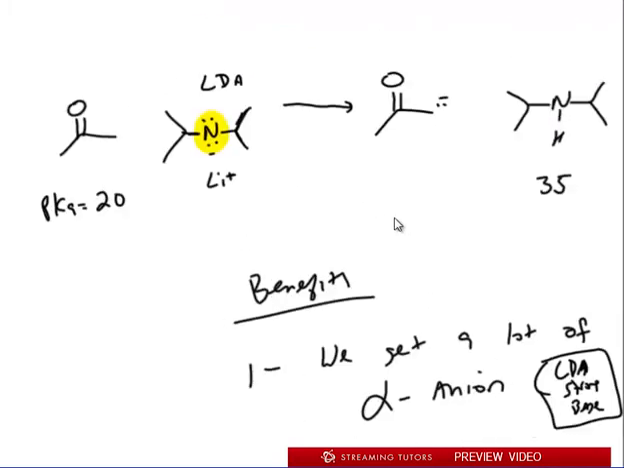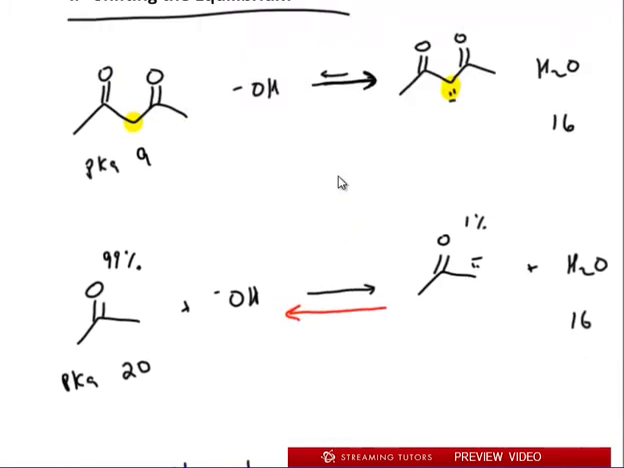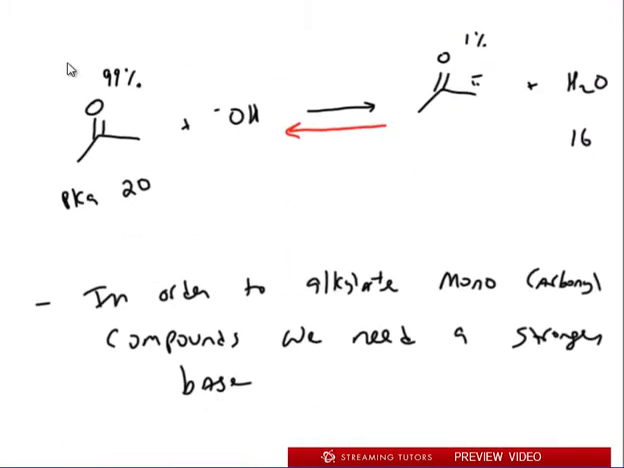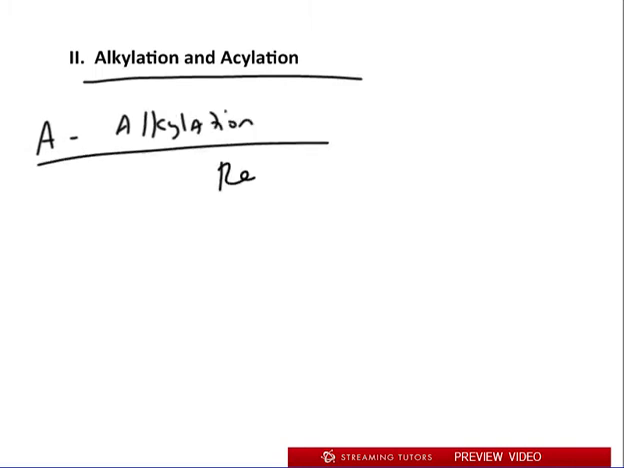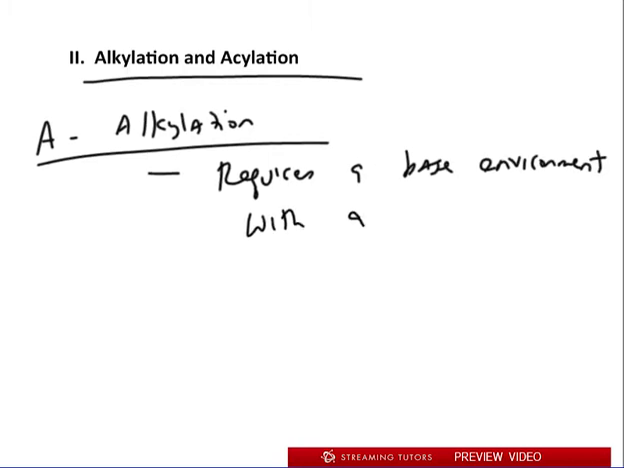Okay, so now that we understand why we might turn our attention away from hydroxide to something else, let's talk about the reaction itself. The first thing I want to talk about, A, is alkylation. Now, alkylation requires a base environment to get this done. So you have to, with a ketone, with a carbonyl, because we're going to be more generic. Right now we're learning about ketones and aldehydes, but this could be any carbonyl that we've discussed.